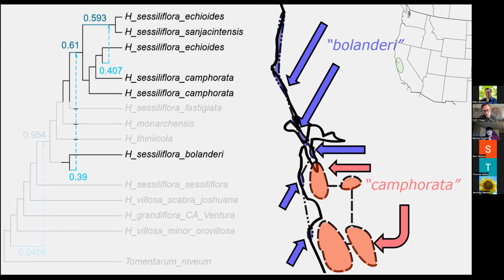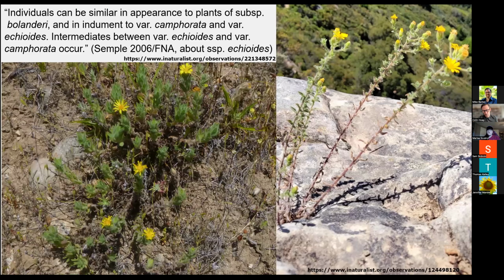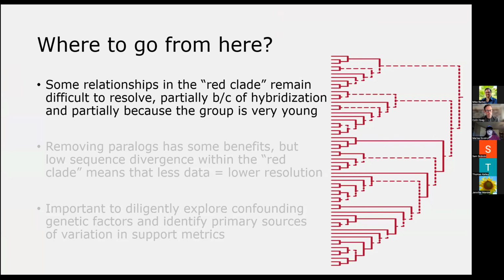I'll note that these are also kind of parapatric or slightly sympatric with one another, and hybridization or presumed intermediates morphologically have also been noted in this group. So it seems like where we'd expect to find hybridization in some of these, we are observing it in the genetic data as well. As for where we go from here, there are some relationships in the red clade that remain difficult to resolve. This is probably due in part to hybridization early on in its diversification, and also probably because the group is very young.